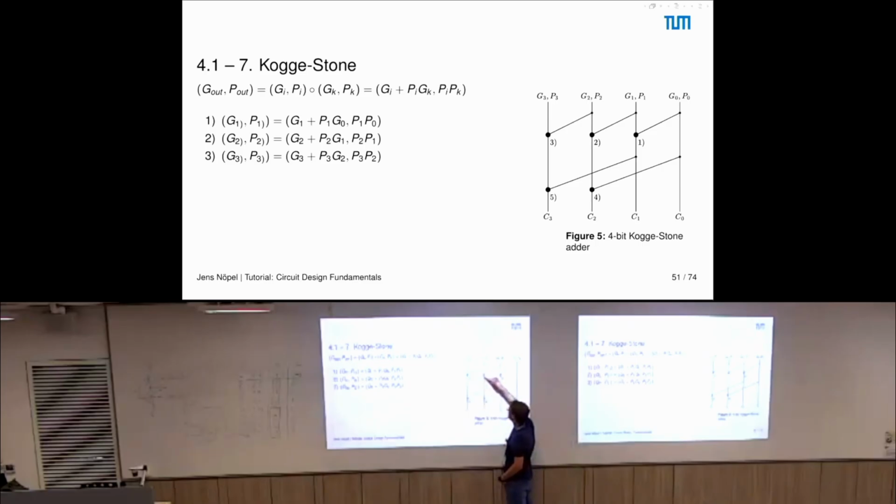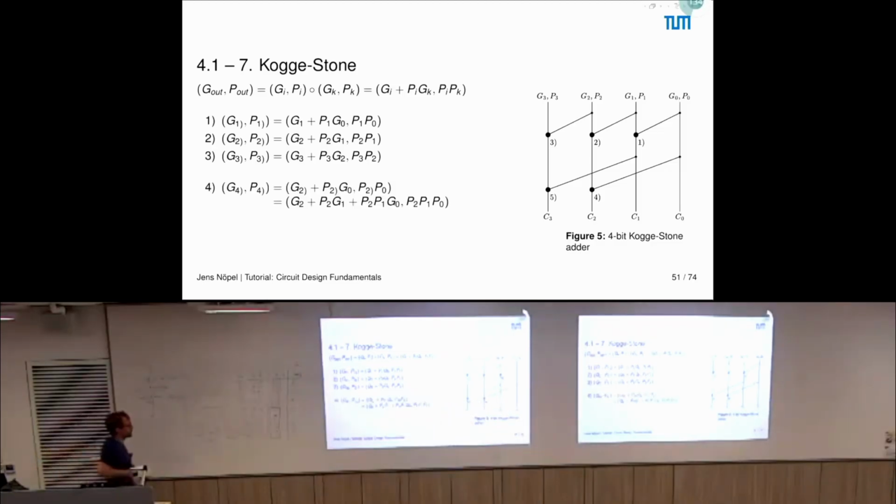Same thing for the other ones. We look up what connections we have. We have G2, P2 and the connection to G1, P1. On the left side is G2, P2. On the right side is G1, P1. Plug that in, come to that formula. Same thing here. First going up, then to the right, and plugging in, coming to formula 4.3.